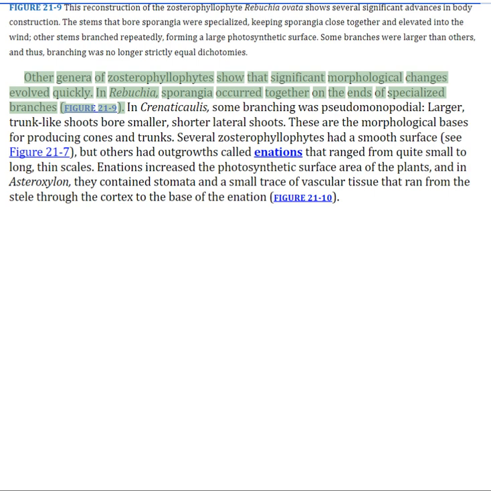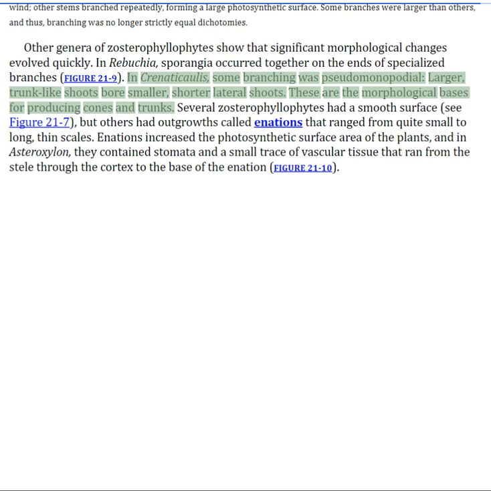In Rhynia, sporangia occurred together on the ends of specialized branches. In Chromaticollis, some branching was pseudomonopodial: larger, trunk-like shoots bore smaller, shorter lateral shoots. These are the morphological bases for producing cones and trunks.